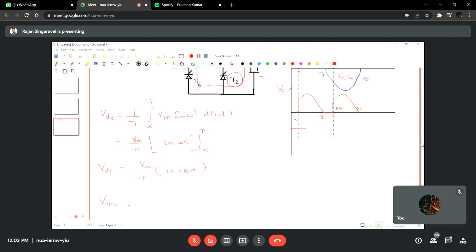Similarly, the RMS voltage can be written as 1 by pi, integral from alpha to pi of Vm square sine square omega t d of omega t, whole power 1 by 2. This is the limit and the equation for deriving the output RMS voltage of the full wave converter.